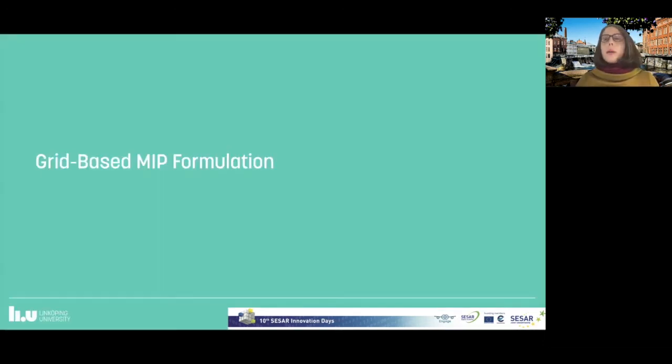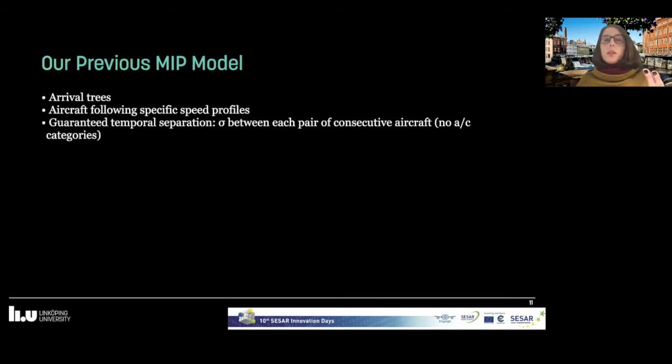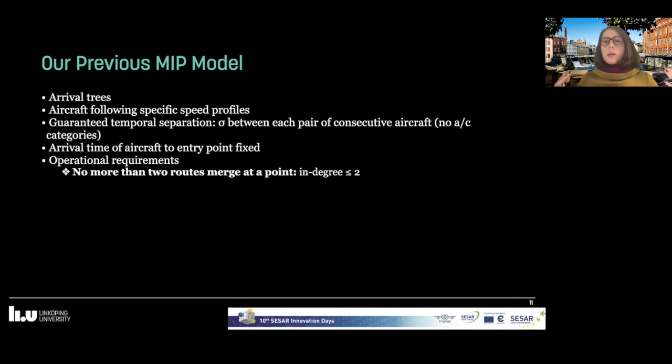So let's look at the grid-based MIP formulation. In the previous MIP model, we had computed arrival trees, aircraft following specific speed profiles. We guaranteed temporal separation of a uniform value. We assumed that the arrival time to entry points is fixed, and we had several operational requirements. We said that no more than 2 routes may merge at any point, because merging could create a point of complexity, and having more routes merge increases it. And then for all practical purposes, we don't want to have them arbitrarily close to each other. That would still mean an area of high complexity, so we want to have them separated.